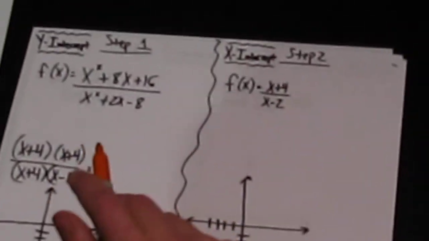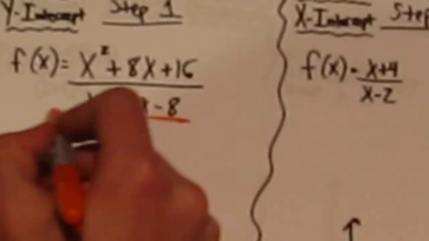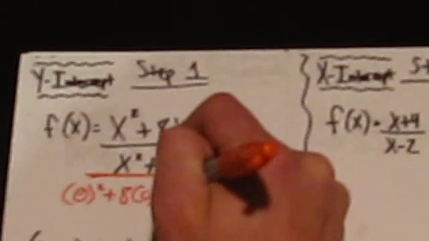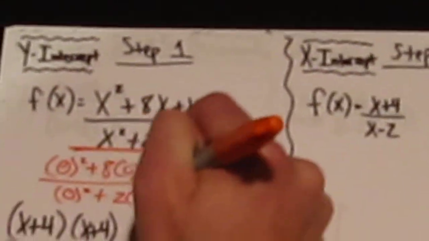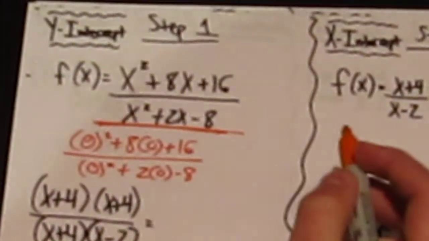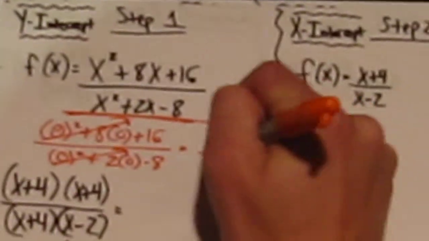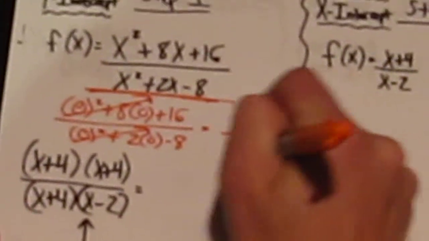Alright, first we're going to find the y-intercept by plugging in 0 for the x's. So as you can see, this is our function here, and we're going to plug in zeros for the x's. So we're going to get 0 squared plus 8 times 0 plus 16 over 0 squared plus 2 times 0 minus 8. And then these terms are going to cancel out, because anything times 0 is just 0. And you're going to get 16 over negative 8, and that's going to equal negative 2.